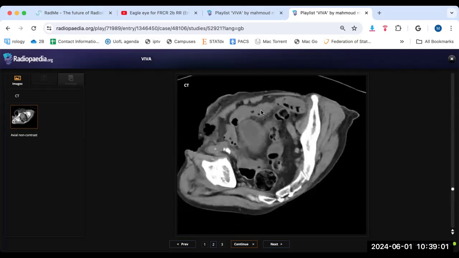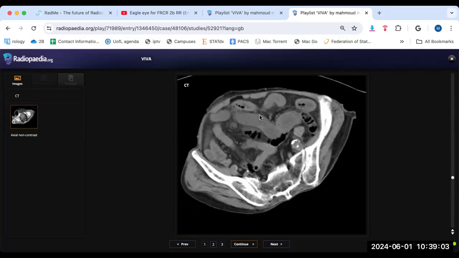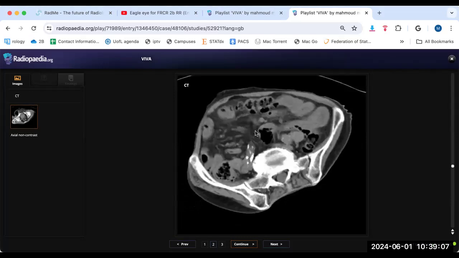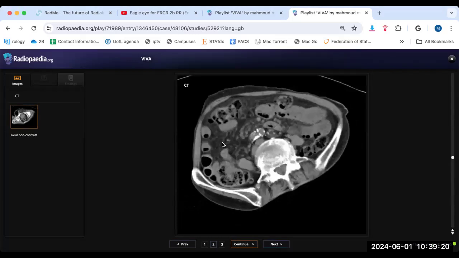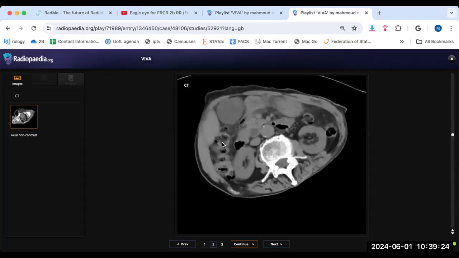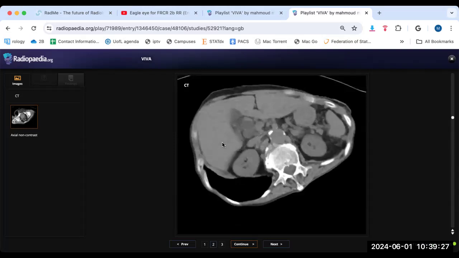So in conclusion, what is happening here? My conclusion is this is an obstructing strangulated right femoral hernia with bowel loop pneumatosis, no gas. Is there bowel obstruction? I cannot see any evident dilatation of the bowel loops.